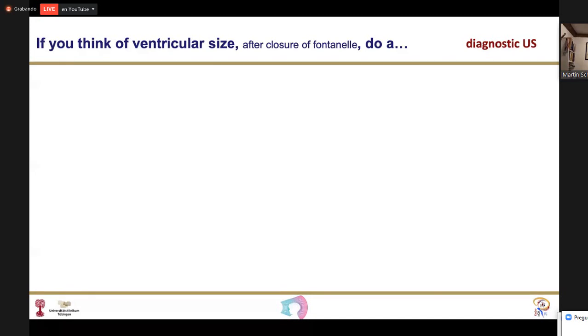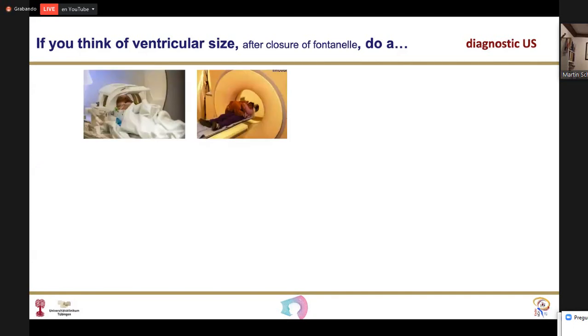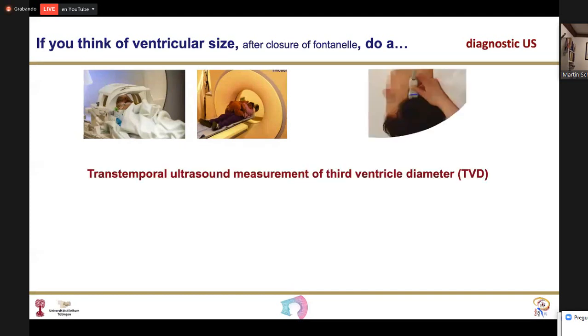Now, we switch gears to ventricular size. I told you can also use ultrasound to determine the size of ventricles. If you think of ventricular size, you probably think of an MRI or a CT scan in those children. I want to show you that the first thing you should think of is ultrasound again.